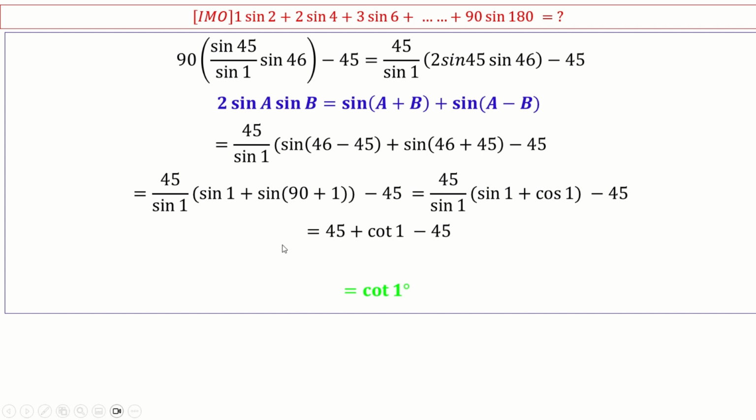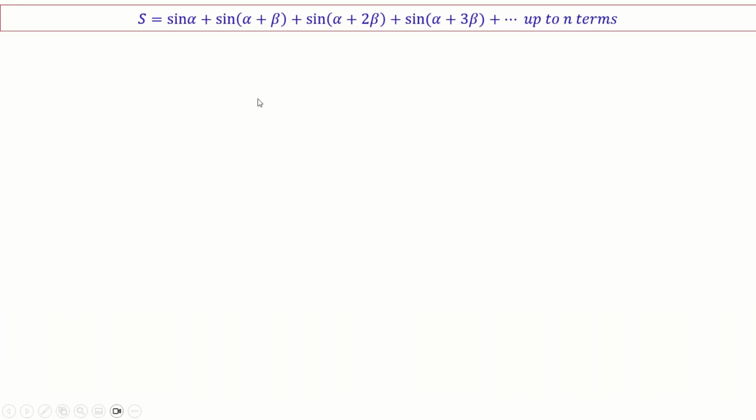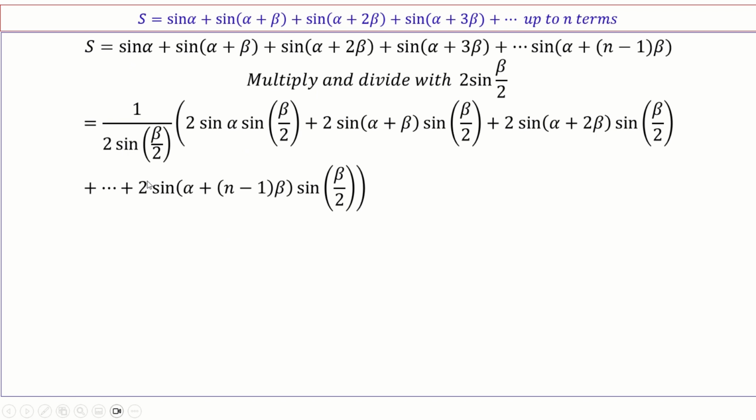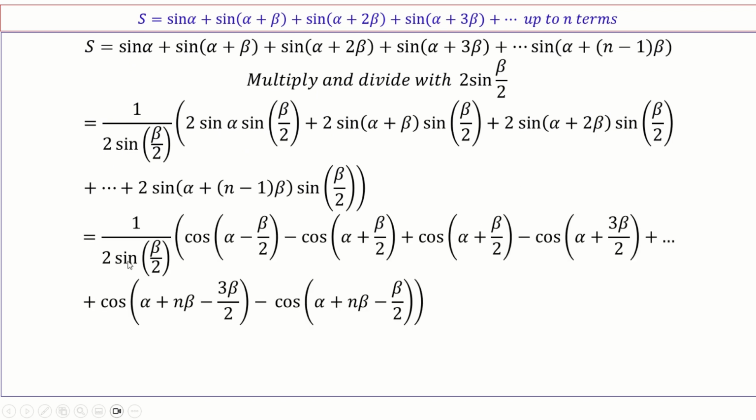I just told you we will give a solution for this problem up to n terms, so let's solve this one. This is the given sum: sine alpha plus sine alpha plus beta, where beta is the difference in angle, then 2 beta, 3 beta, up to n minus 1 beta. They are in arithmetic progression. Multiply and divide by 2 sine beta by 2, both sides. So it will become 1 by 2 sine beta by 2, and each term will get a sine beta by 2. Now next is 1 by 2 sine beta by 2.